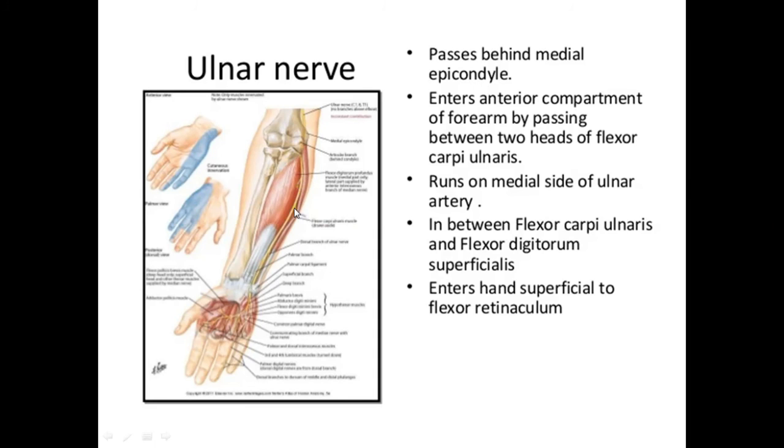In its whole extent, it lies on the medial aspect, and it runs in between the flexor carpi ulnaris and the flexor digitorum profundus in the middle and the lower part of the forearm. It enters the hand superficial to the flexor retinaculum along with the ulnar artery.